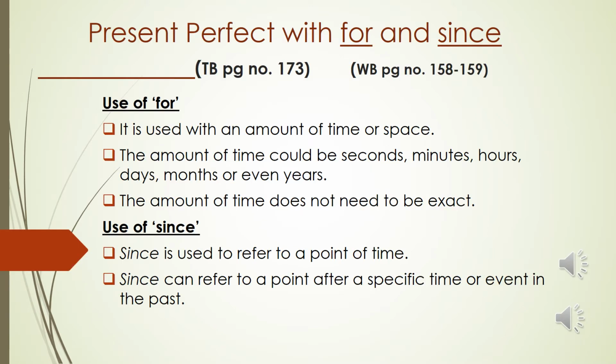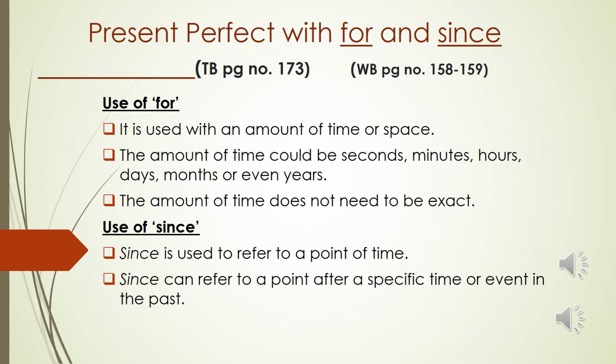This concept I have taken from textbook page number 173, and the same exercise is given in the workbook on page number 158 and 159. The concept is present perfect with for and since. This is a very important concept and there is a very small difference in using for and since in the sentence. The sentence will remain the same, that is, present perfect tense, which means we are using has, have with the third form of verb.